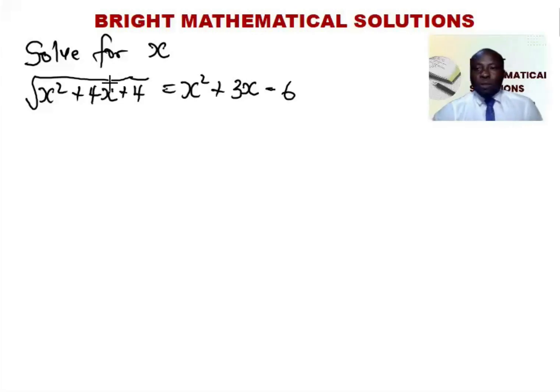Hello, let us solve this Olympiad Mathematics together. It says solve for x: the square root of x squared plus 4x plus 4 equals x squared plus 3x minus 6.